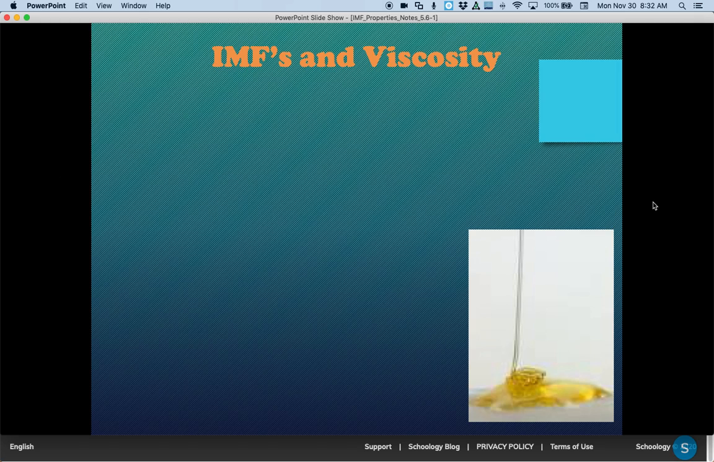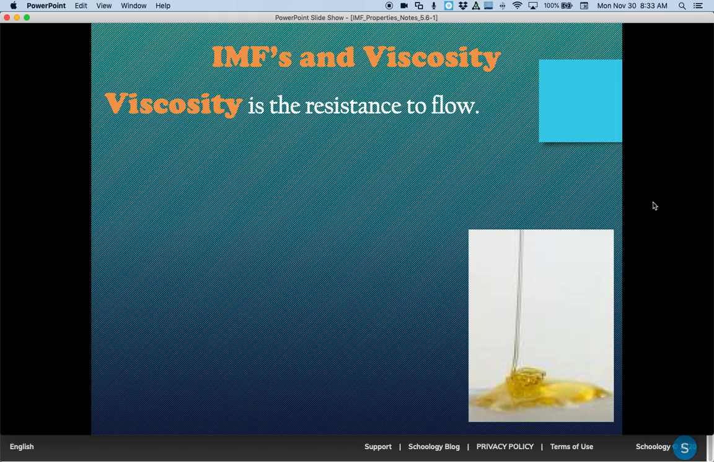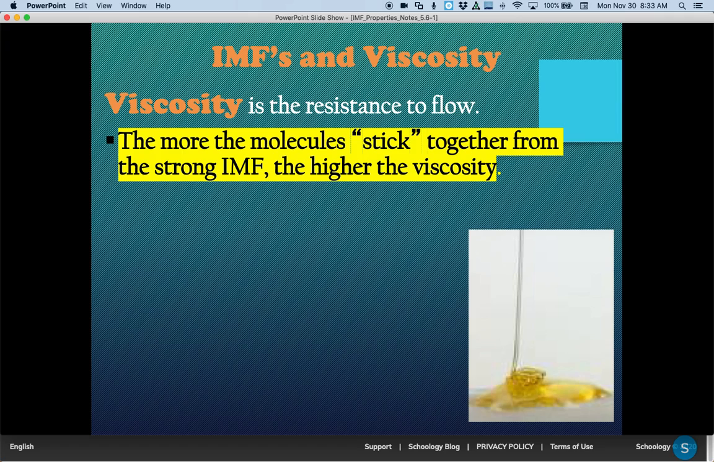All right, let's look at the first property, which is called viscosity. This is just terminology. Viscosity is the resistance to flow. Think about a thick syrup. When you pour it upside down and it takes a long time to flow, it's resisting that motion. Things with a very high viscosity are thick and kind of sticky. Things with a low viscosity are very runny. The more the molecules stick together, the stronger the IMF, the higher the viscosity.